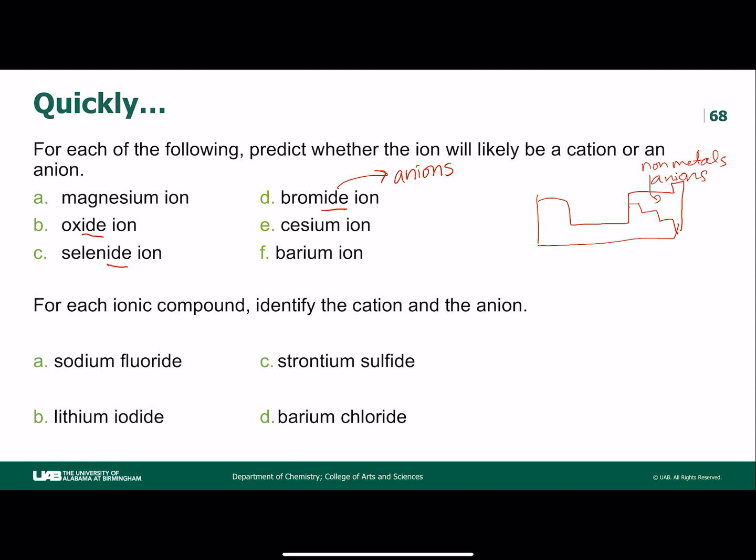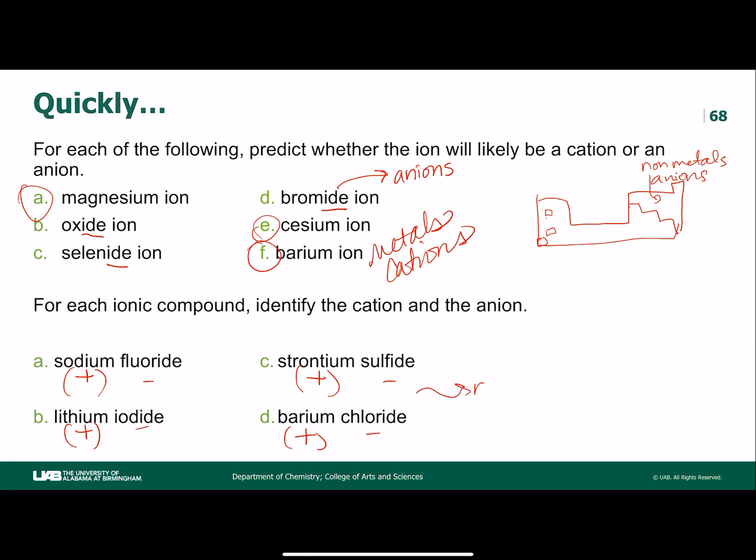And the other ones, right, magnesium's here-ish, and then cesium's down here somewhere, and barium's down here somewhere. So these are all metals. Metals are going to form cations. When we put those in compounds, we're always going to put the cation first. So if we look at the bottom of the screen, you'll note that the cation, or the metal species, is always coming first. These guys over here are all non-metal species, and they're all listed second.